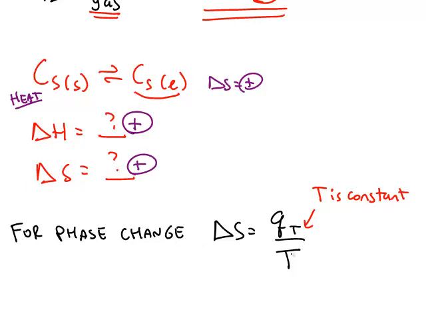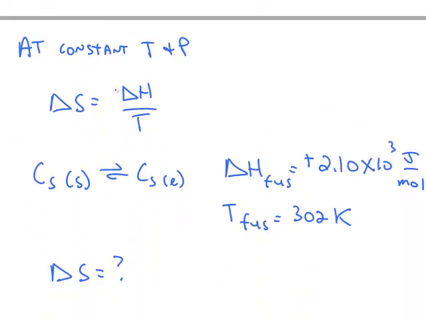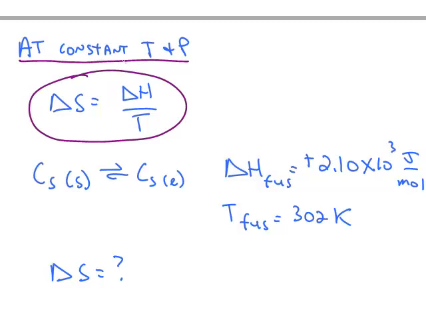For a phase change like this one, you can calculate the change in entropy instead of just knowing it's going to be a positive or a negative number, because at constant temperature, the change in entropy is equal to Q, the heat, at constant temperature, that's the subscript T, divided by the temperature in Kelvin. Or another equation we're going to use a lot, any reaction or phase change at constant temperature and pressure, delta S is equal to delta H divided by T.